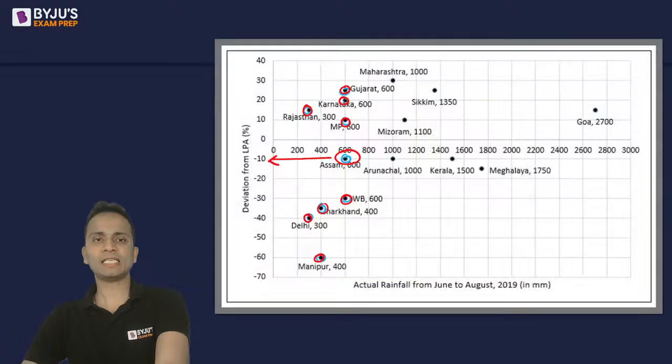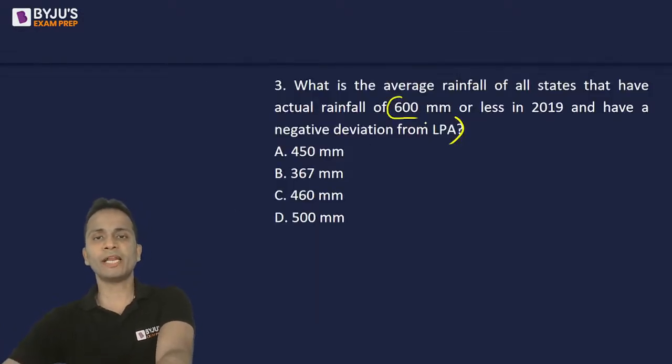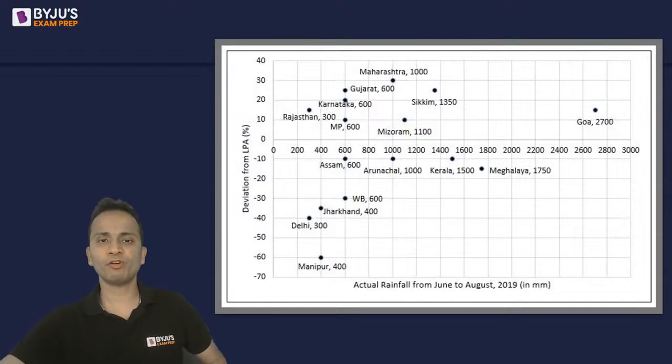ठीक है, so दोबारा से जाते हैं ग्राफ पे. Let me erase the marking. So rainfall 600 mm or less and they are falling below 0%. ठीक है, negative deviation means 0% से नीचे होना चाहिए. So rainfall of 600 mm or less with negative deviation. I will mark these states.